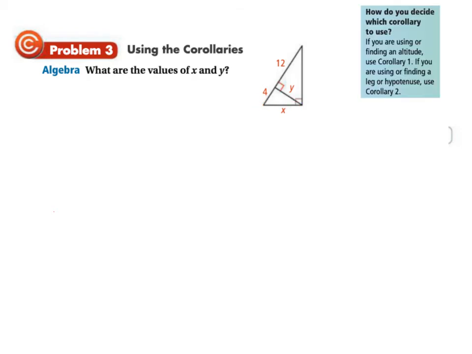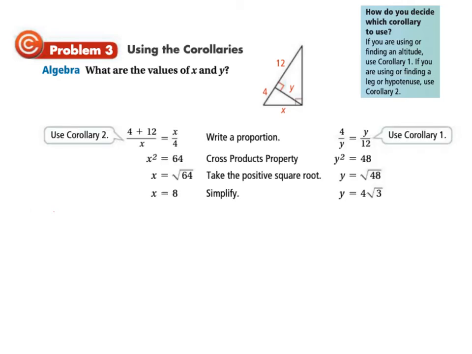Oh, by the way, they make a note up here. If you're using or finding an altitude, use corollary 1. And if you're using or finding a leg or the hypotenuse, use corollary 2. We used them both just now, but let's see how this breaks down. For x, we're going to use corollary 2, where we do this whole length here over this equals this over that. And you see that we do get the square root of 64, which is 8.